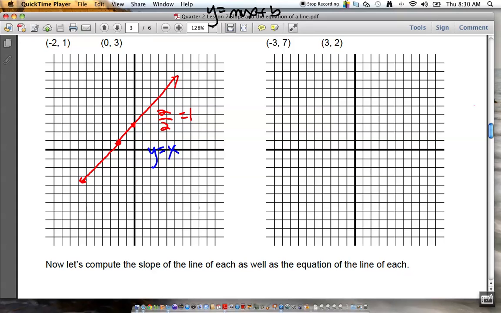Now, what's so cool about doing it this way, where you just graph the thing, is you can look and see, oh, well, gee, I cross it right there, and that's 3. So the correct equation is y equals x plus 3. Okay? So all you have to do is use the graph to identify the slope and the y-intercept. Now let's take a look at the next one.